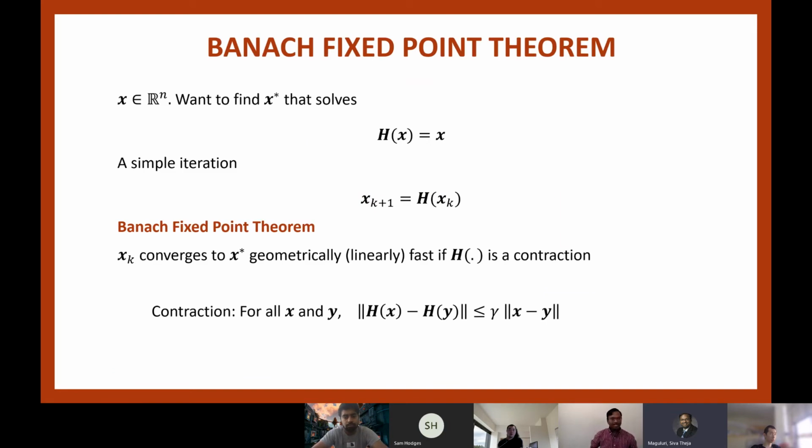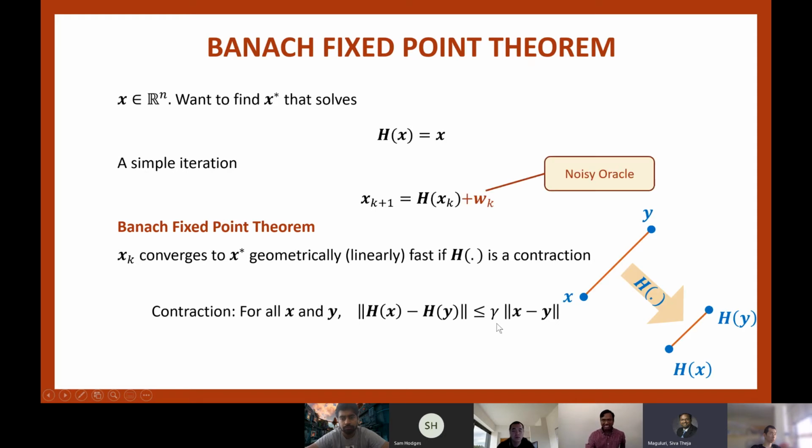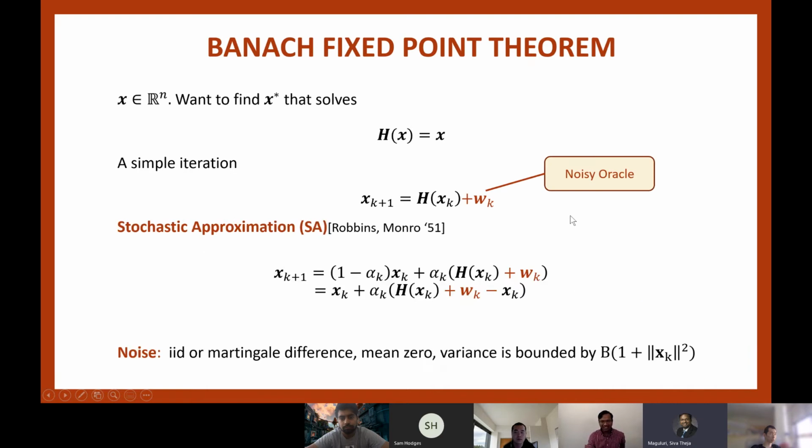So recall stochastic approximation. We're trying to solve a fixed point equation of this form. If I had h exactly, then I can simply keep applying it, and by the Banach fixed point theorem, we'll converge geometrically fast. But now we have a noisy oracle, so we are doing stochastic approximation of this form. And I said the noise is IID or martingale difference, which means it's mean 0, and the variance is bounded. In some literature, they assume variance is bounded by a constant, but we keep it slightly more general and we assume variance is bounded by b times 1 plus x squared.